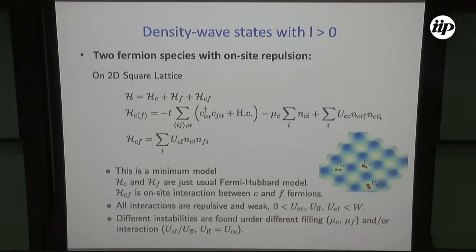We'll be working in the weak coupling limit, where these interactions are smaller than the bandwidth W set by the non-interacting part. W is of order T. And we'll investigate the dependence on different fillings as one can change the chemical potential.